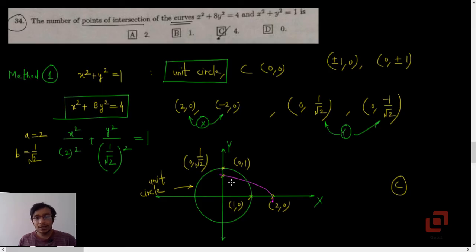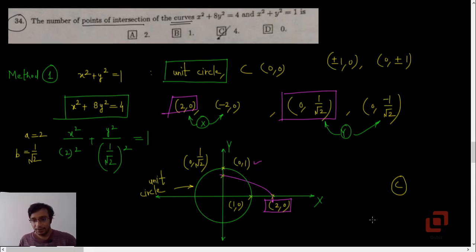Okay, now where does the ellipse intersect the positive x-axis? At 2, 0. Yes, I have shown that point here. And where does it intersect the positive y-axis? 0, 1 by root 2. Now your knowledge of numbers will be tested, because now you need to decide whether 1 upon root 2 is greater than 1 or less than 1. Alright, well, you know that now.